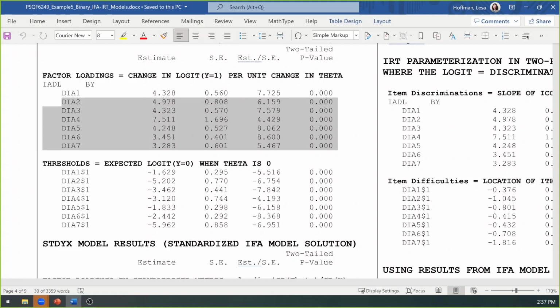Is a negative loading indicating bad items for SEM? Yep, that is across the board. A negative loading is not good. It means it's going backwards in the way that you thought. So whether you're in CFA, IRT, IFA, or any of the other types of link functions that you might have.